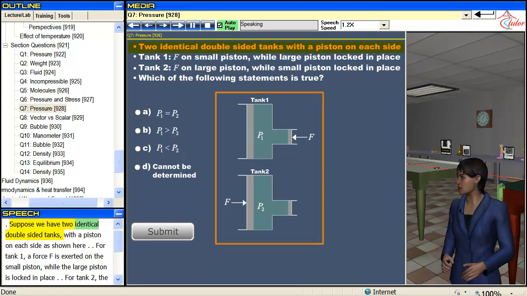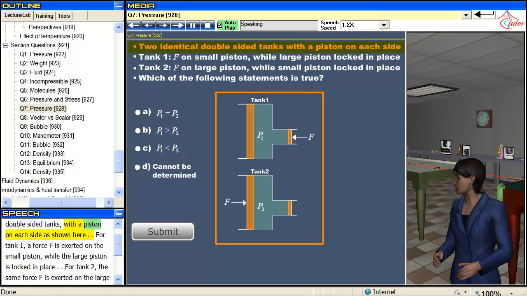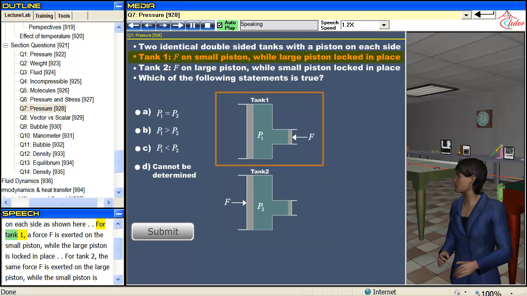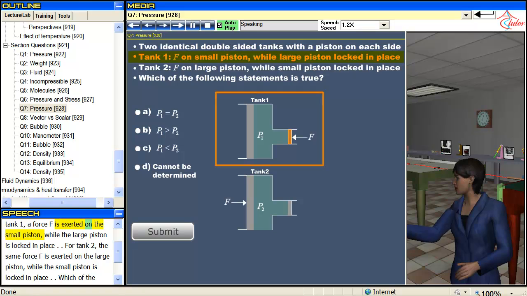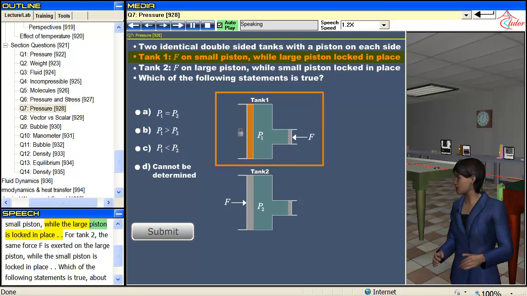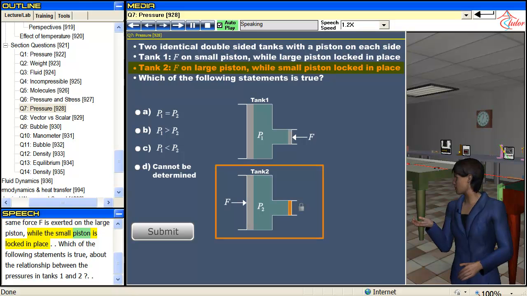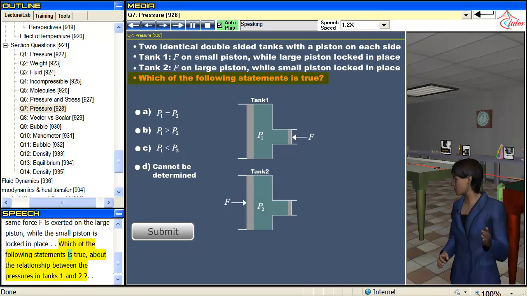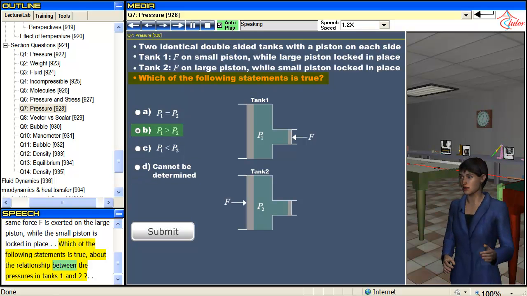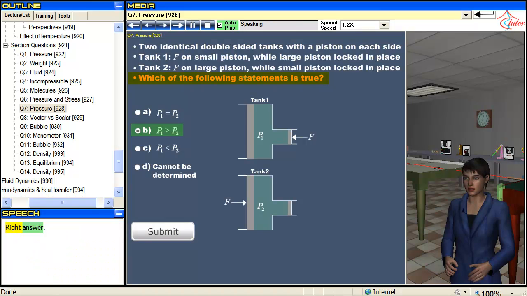Suppose we have 2 identical double-sided tanks, with a piston on each side as shown here. For tank 1, a force F is exerted on the small piston, while the large piston is locked in place. For tank 2, the same force F is exerted on the large piston, while the small piston is locked in place. Which of the following statements is true about the relationship between the pressures in tanks 1 and 2? Right answer.